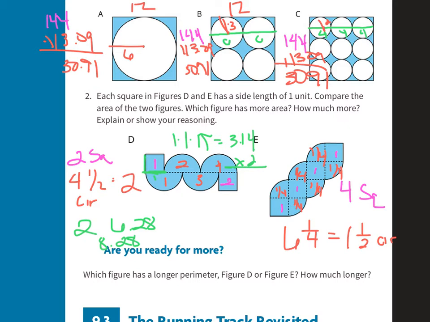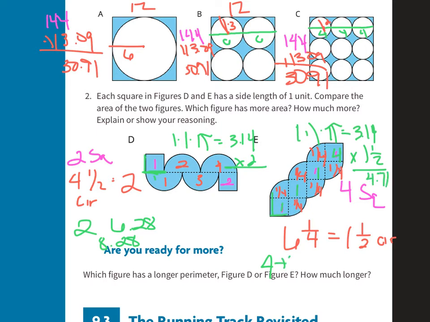8.28 is my total. Okay, looking at the next one, I have 4 squares, and each one has an area of 1. 1 times 1 is 1, so 1, 2, 3, 4. So 4 for the squares, and then I have 1.5 circles. Once again, my radius is 1, so 1 times pi is pi, or 3.14. And then I multiply that by 1.5 circles, and I get 4.71.